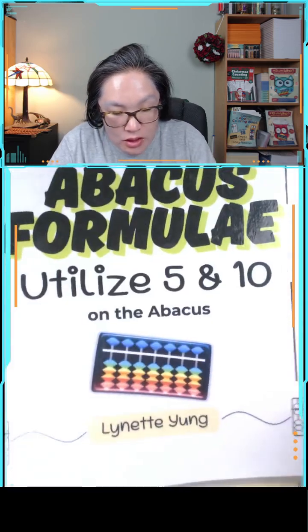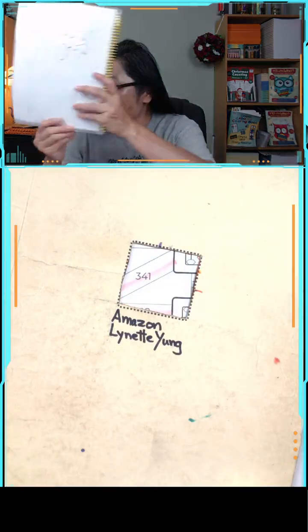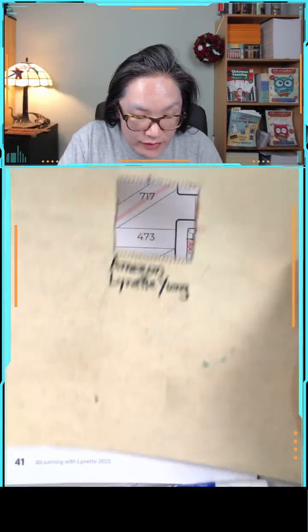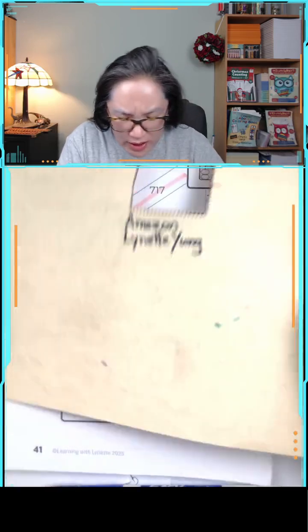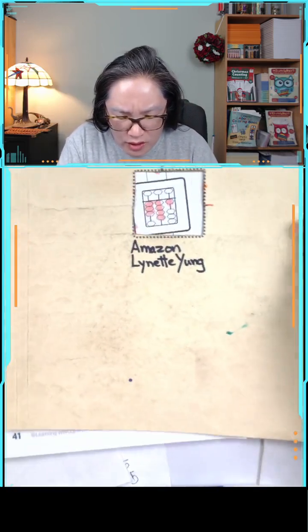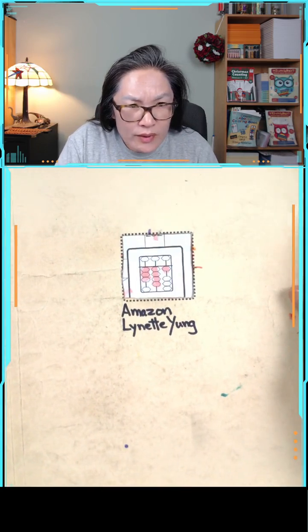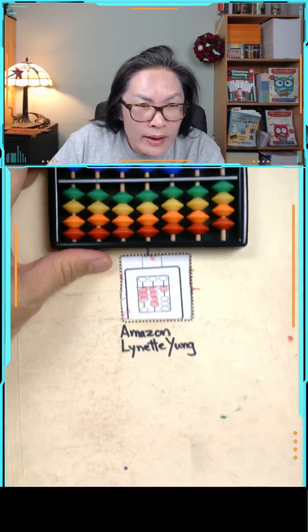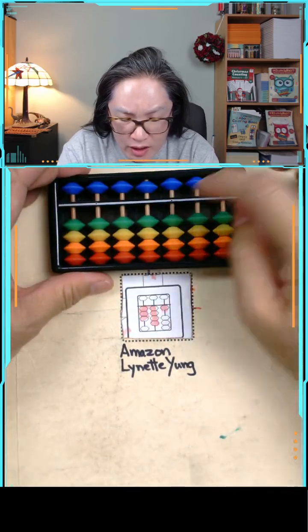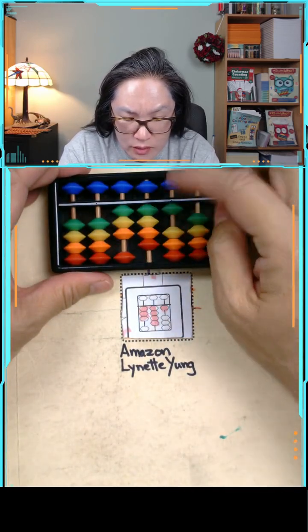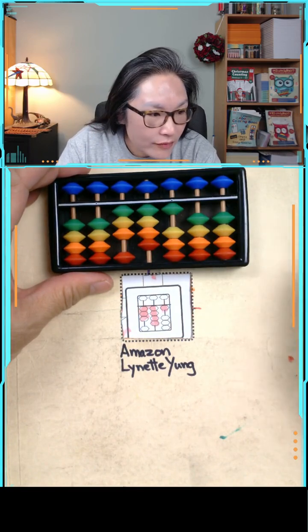All right, so we will continue on with plus fives. So are we done with this? Do we know how to read the abacus? Let's do a little more. So we have this. We have our hundreds, our tens, and our ones. What number do we have?